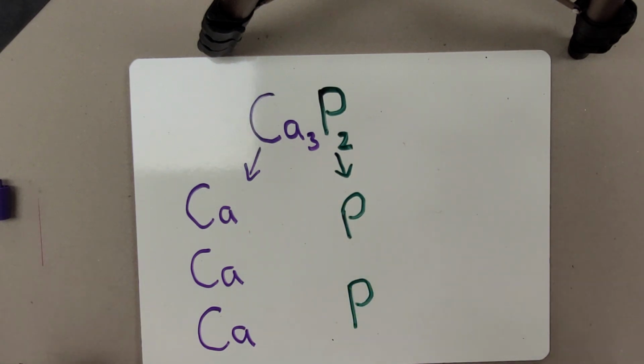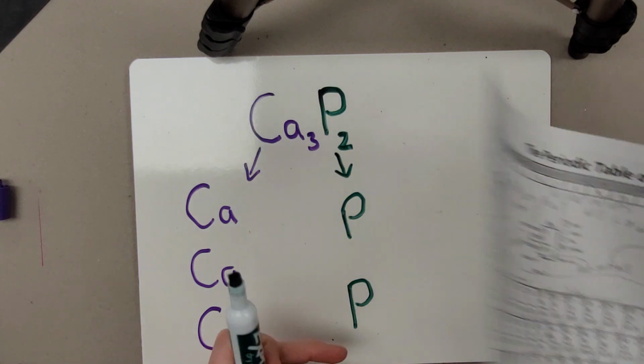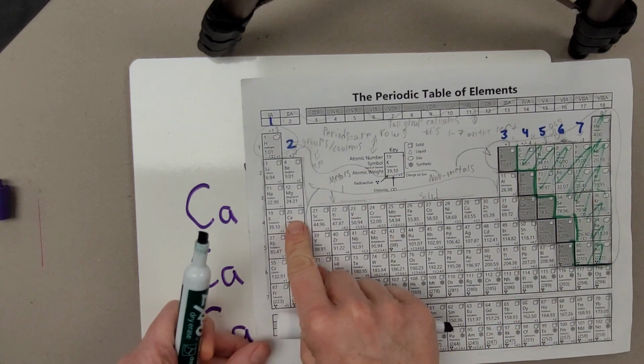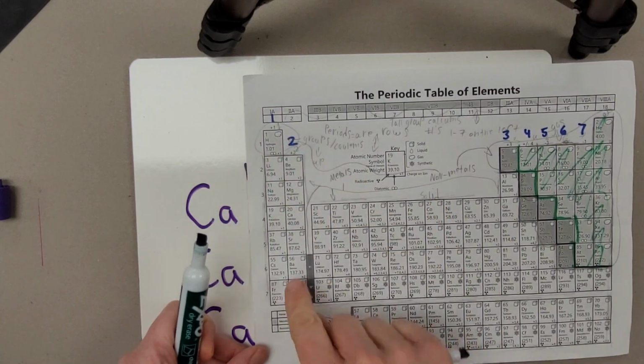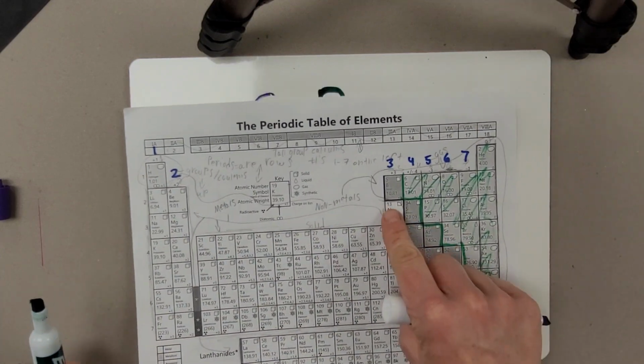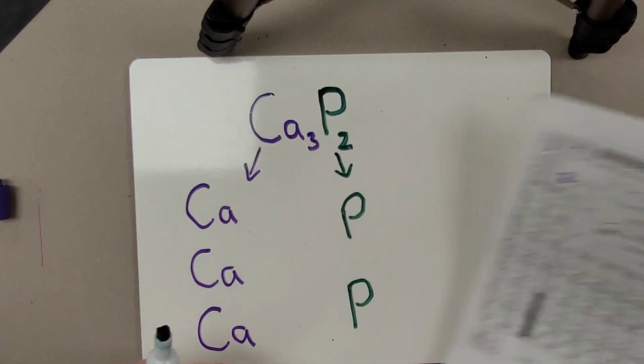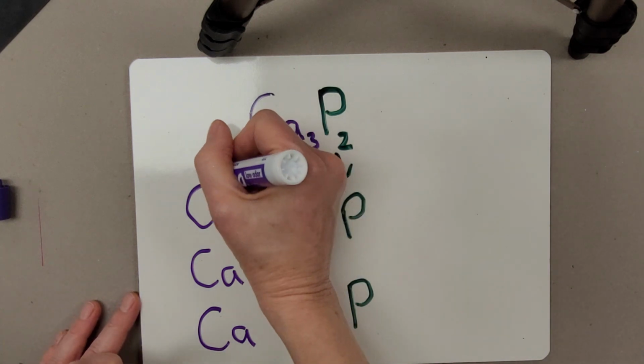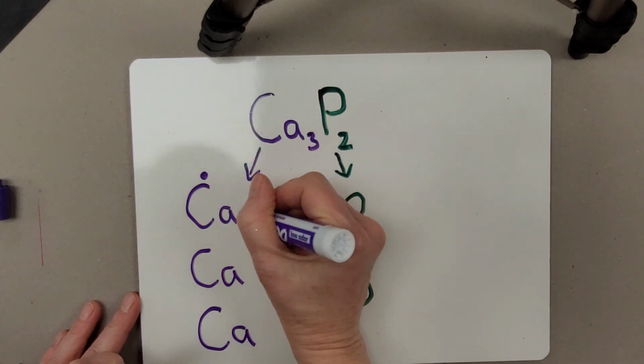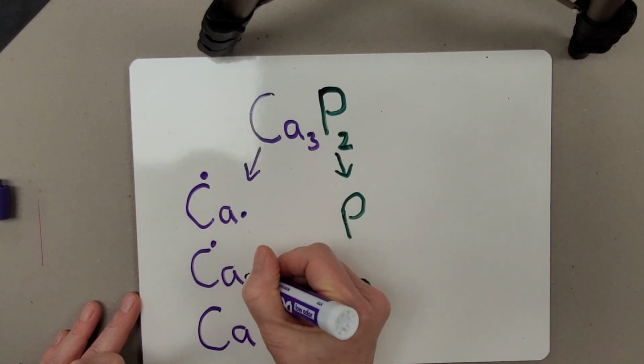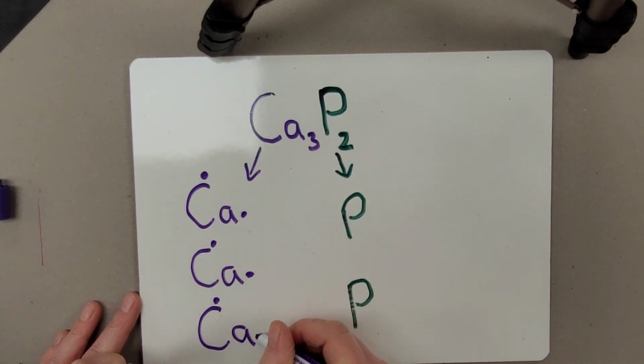All right, so we're going to look up where those elements are in the periodic table. Calcium is here in the second column. Like I said, most of your metals are going to be here and here, except for aluminum, which is here. So I'm going to add 2 electrons to each of my calciums. They're not paired because we don't pair until after 4. So it looks like that.